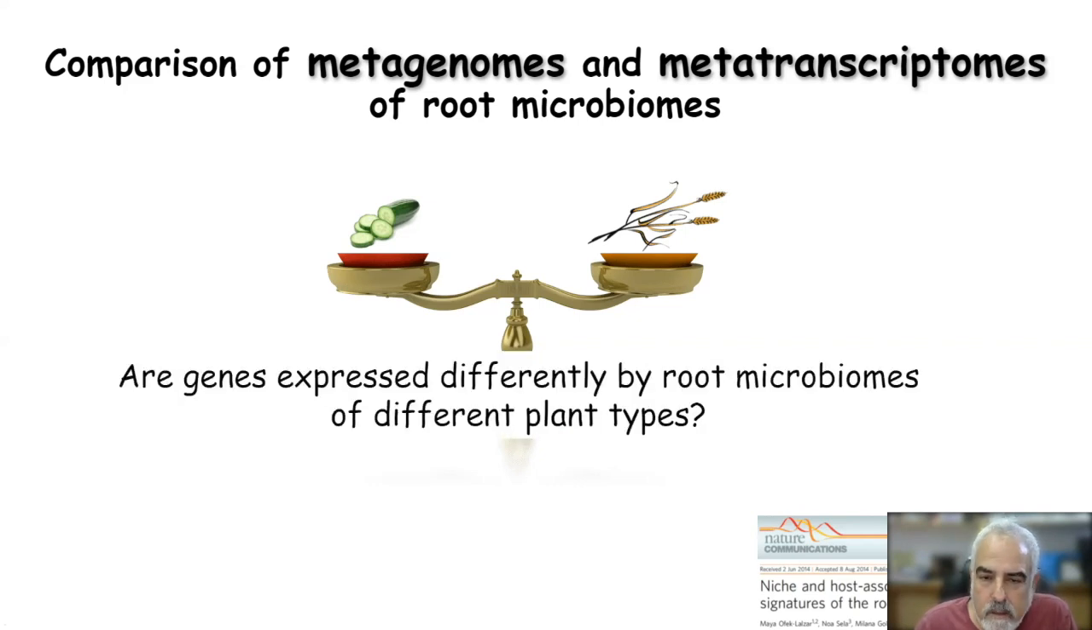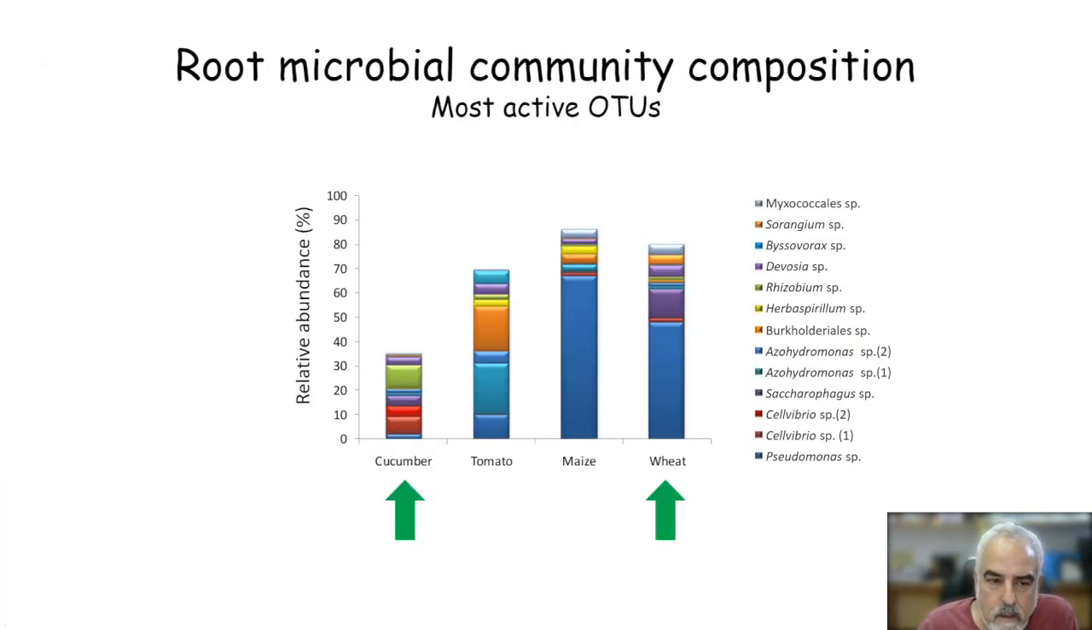Here we have the cucumber communities and the wheat communities, and we ask the question: are the genes expressed differently by the root microbiomes on different plant types? So in the study I showed you before, this one, the plants were growing in the same soil, in the same potting system, in the same growth chamber, by the same student, irrigated by the same water, and I was also the same, but much younger and with darker hair.